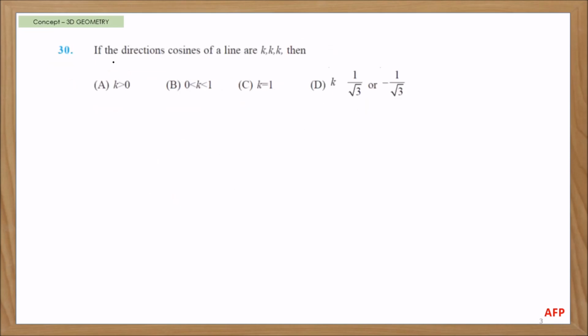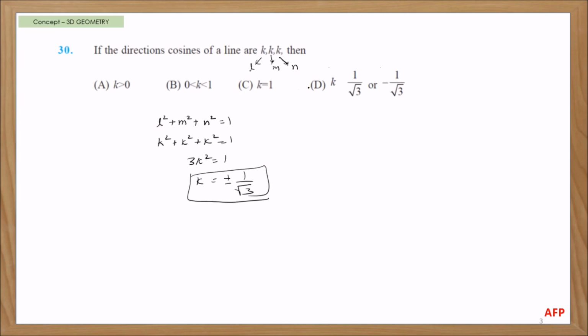Next problem. If the direction cosines of a line are k, k, k, you can take the first k as L, the second k as M and the third k as N. We know the identity L square plus M square plus N square is equal to 1. So k square plus k square plus k square is equal to 1, that is, 3 k square is equal to 1. Then k is equal to plus or minus 1 divided by root 3 is the answer. So option D follows.